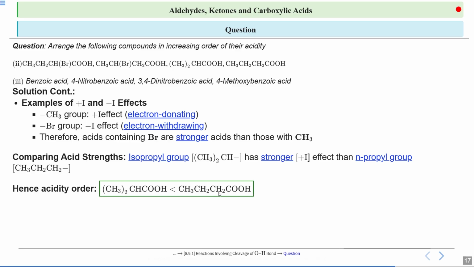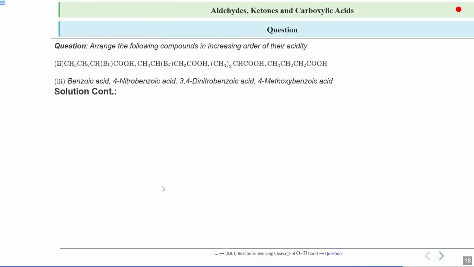So if we compare the acidity order of these two groups, in which there is one isopropyl group and in this there is an N-propyl group, then the isopropyl group has a stronger plus I effect. If it has a stronger plus I effect, then its acidity will be lower because this will destabilize the carboxylate ion. So the acidity of this N-propyl group will be more as compared to this isopropyl group.